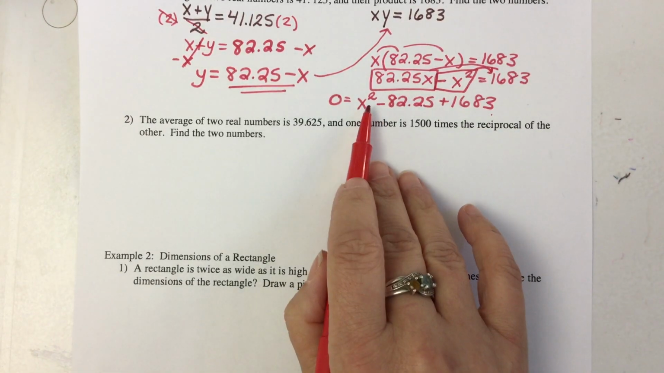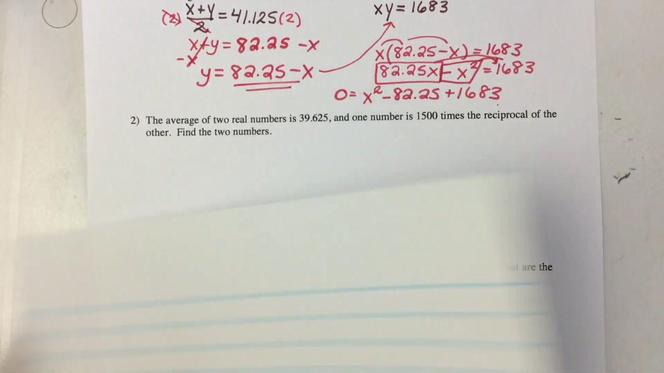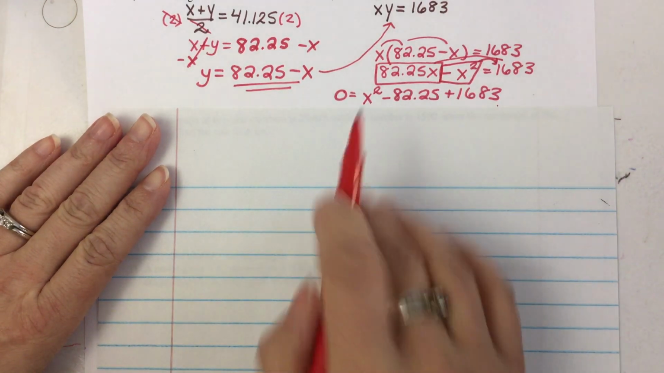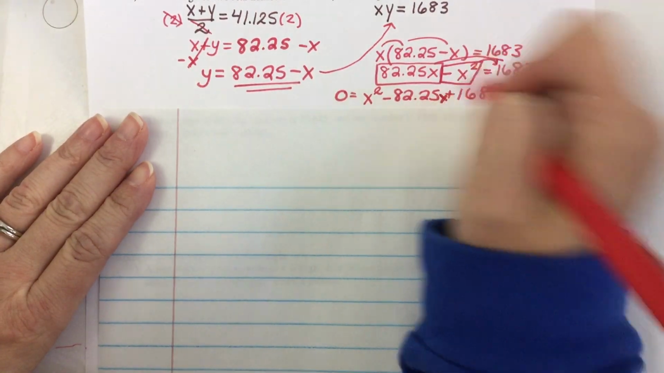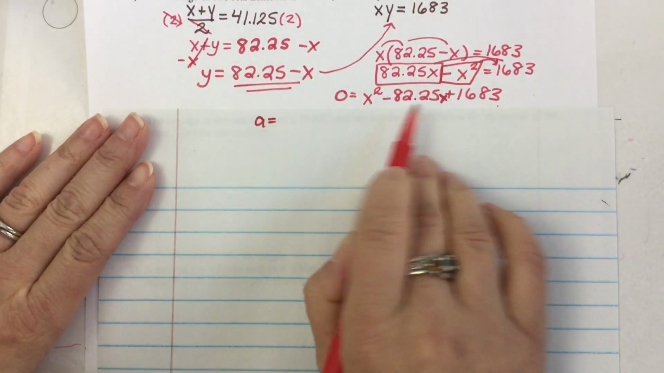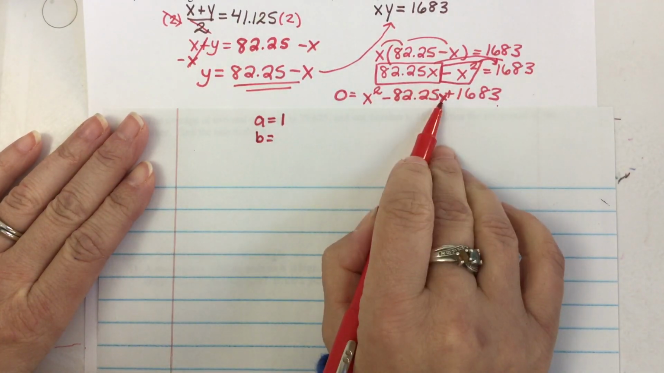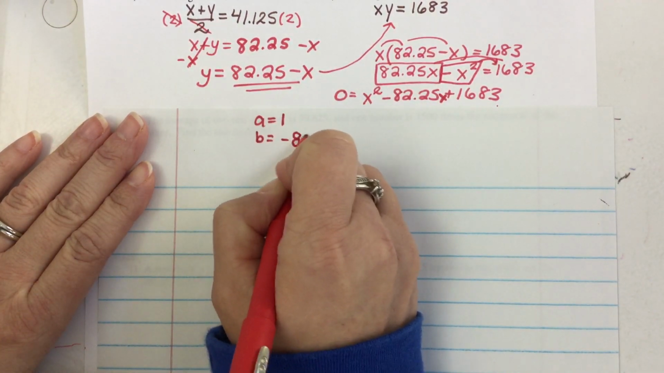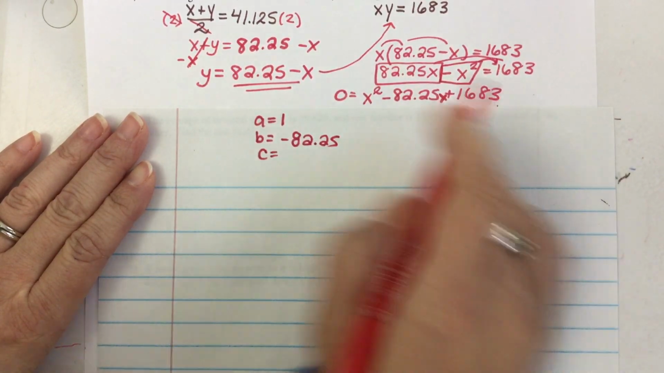Now to find the two solutions, which hopefully are the two numbers that if I find the average, I get 41.125, and if I multiply them, I get 1,683. I can find that now by using the quadratic formula because this is equal to 0. There's my x. A is always the value in front of your squared term. Here it's a 1. B, the value in front of x, is negative 82.25. C is your constant that does not contain a variable, 1,683.